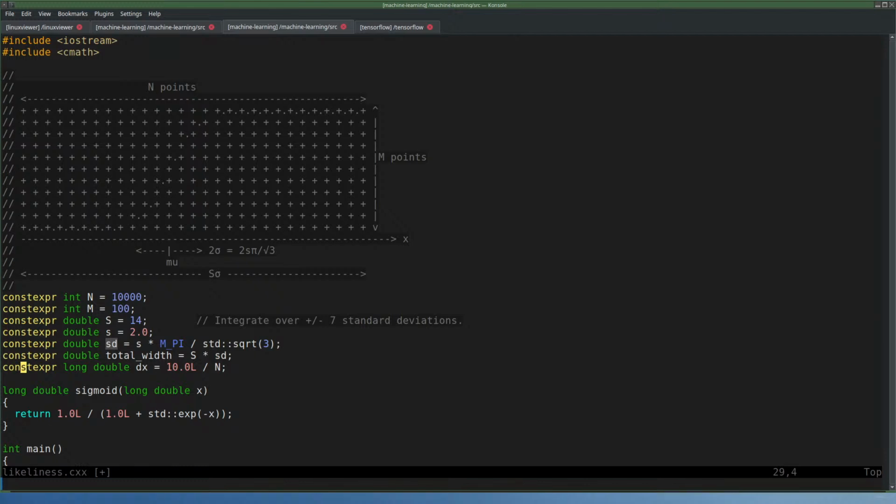And now we can finally calculate dx. Dx is the total width divided by, I think, n minus 1 or something.